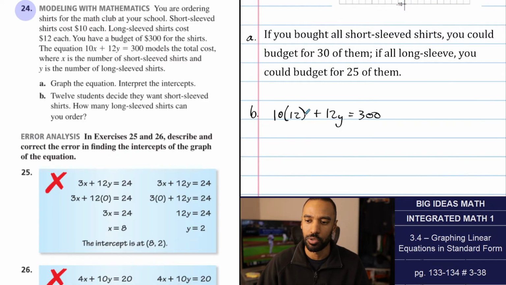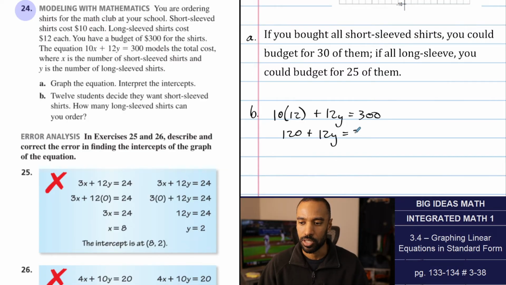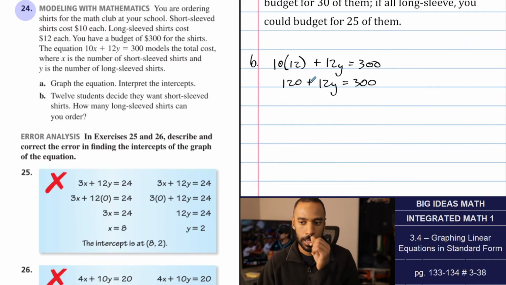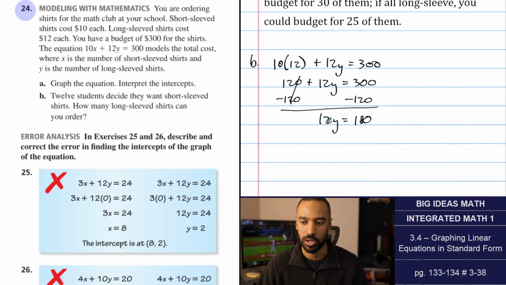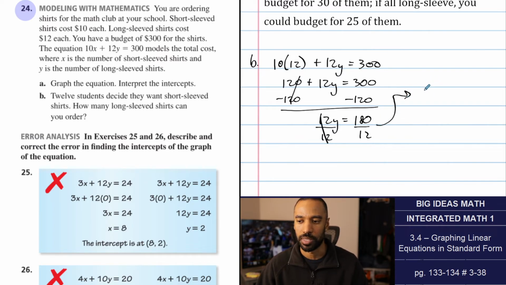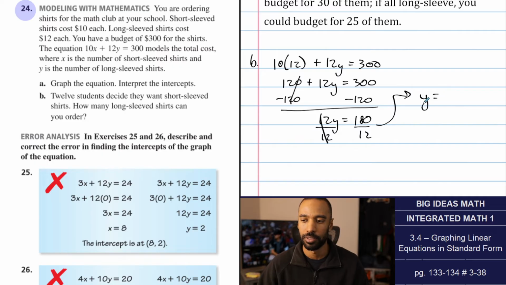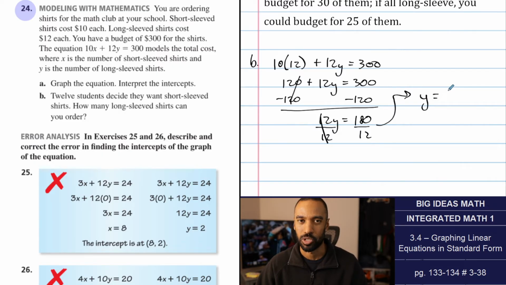So we're going to find out if we do 12 short sleeve shirts, that's going to cost $120. So that means we can spend this amount here on it. How much is that? Subtract 120. That means in long sleeve shirts, we can spend $180. If they cost $12 each, then that means you could afford 15 long sleeve shirts.